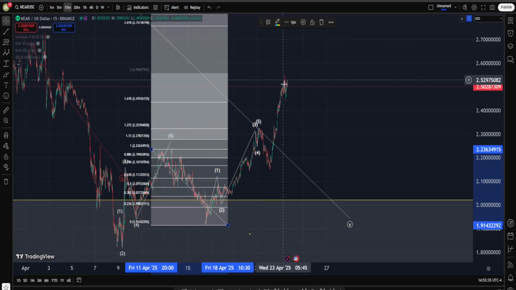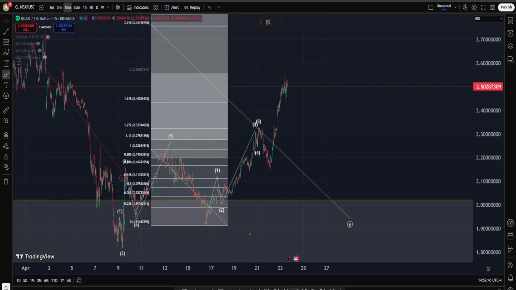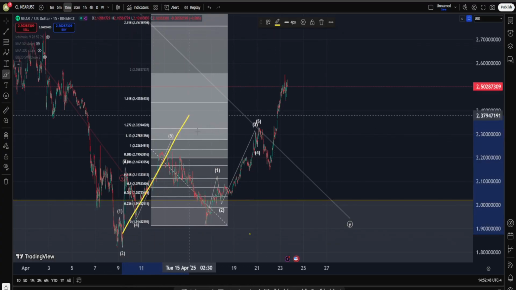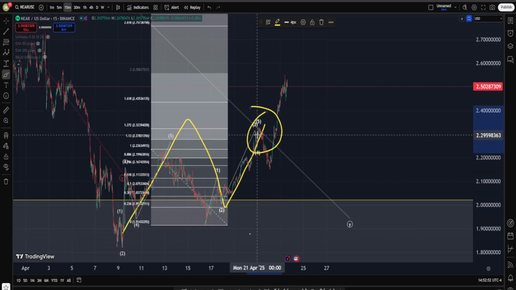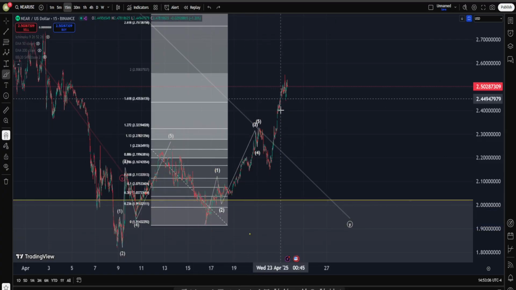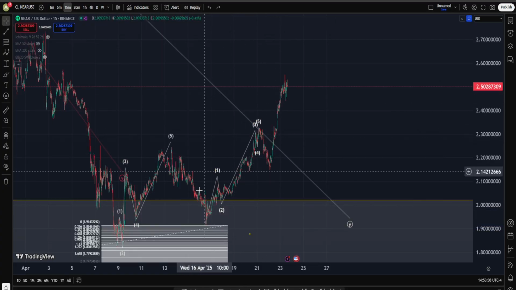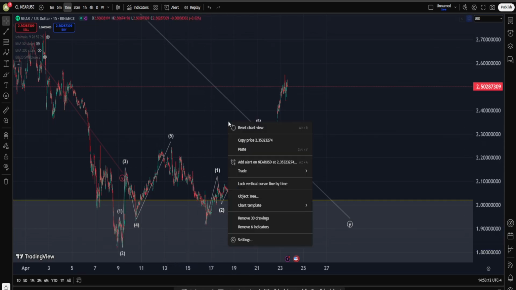But what happened? We absolutely broke this level with authority. So again, I'm going to say it, if this was an ABC zigzag, our move up probably would have ended in NEAR Protocol right in here. And from this region, you most likely would have seen a very strong move down in order to take this low, but we didn't do that. We continued our move on the upside, and that is why I think now we can be a bit optimistic.